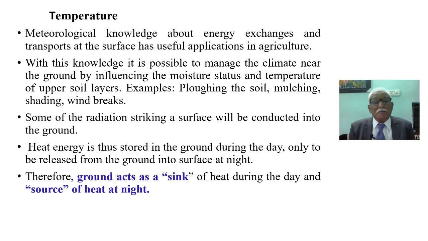Now, as far as advanced is concerned, from the basic definition, let us see what temperature is. Meteorological knowledge about the energy exchanges and transports at the surface has useful applications in agriculture. With this knowledge, it is possible to manage the climate near the ground by influencing the moisture status and the temperature of upper soil layers, for example, by ploughing the soil, mulching, shading, and windbreaks. Of course, some of the radiation striking a surface will be conducted into the ground. That is what we call the ground heat flux.